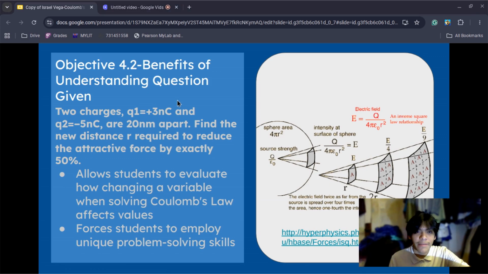So here are some benefits of understanding this question. It allows students to evaluate how changing one variable affects another, and it forces students to employ unique problem-solving skills, because many textbook questions about Coulomb's law just want you to plug in one number, substitute one, or maybe just rearrange the formula, but this one requires you to use lateral thinking instead of just plain substitution into a formula. And then it also requires students to partially understand how this law varies inversely with the square of the distance.